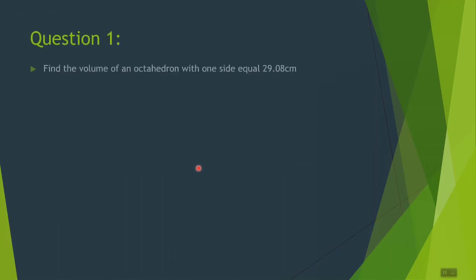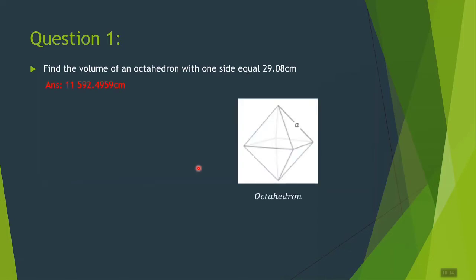So, question number one. Find the volume of an octahedron with one side equal to 29.08 centimeter. So here is an octahedron. The side given is equal to 29.08 centimeter.